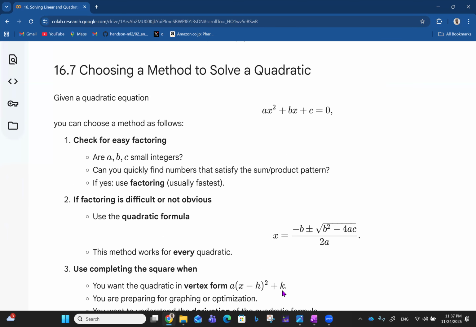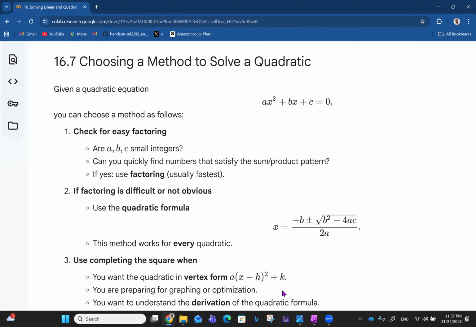Okay, so the question now is, how do you choose a method to solve a quadratic? Given a quadratic equation ax squared plus bx plus c equals 0, you can choose a method as follows.